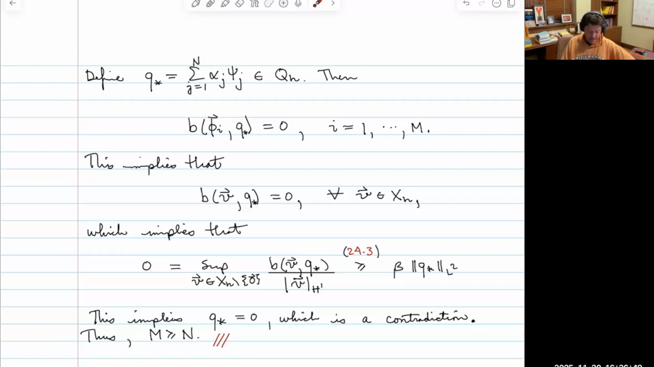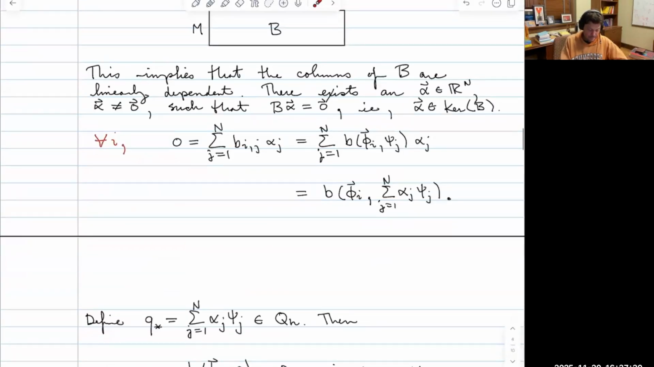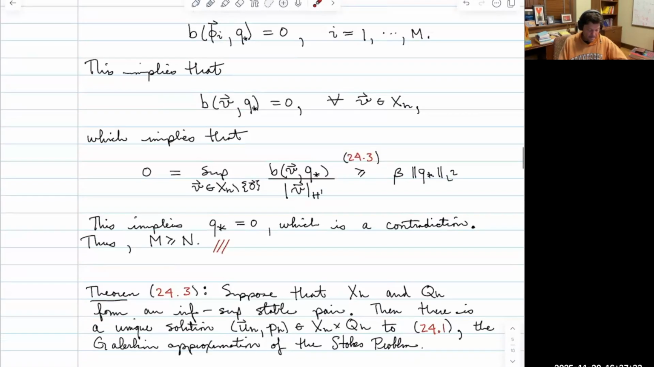But now by the Inf-Sup condition, this is greater than or equal to beta times the L2 norm of that Q star. There's nothing wrong with this inequality that we've generated here. We're saying that 0 is greater than or equal to beta times the L2 norm of Q star. That's fine. Beta can't be equal to 0. It has to be a positive constant. And therefore, the only way that this can be satisfied is for Q star to be equal to 0. But that's a contradiction. The only way that Q star could be equal to 0 is if each one of the phi_j's were equal to 0. But we said that's not the case. Okay, so we've generated a contradiction.